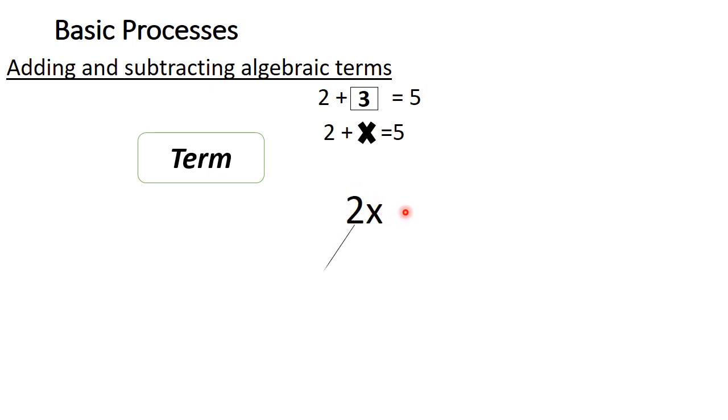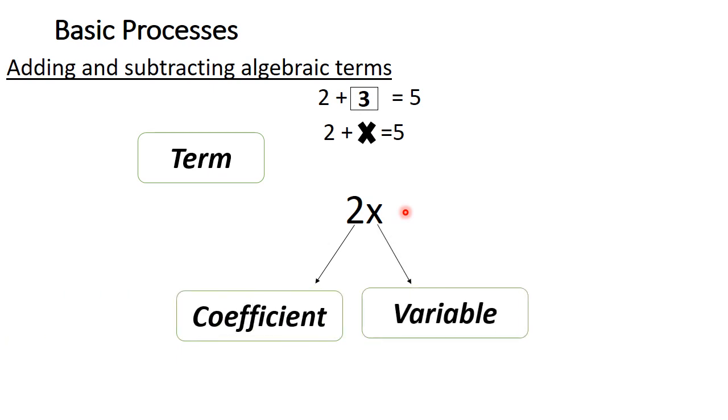So the number part is called the coefficient and the letter part is called a variable. I won't explain where this coefficient comes from, but I'll just explain where the word variable comes from. So variable is another word for changeable, meaning that this can change.